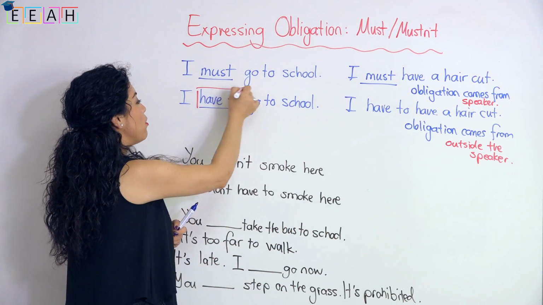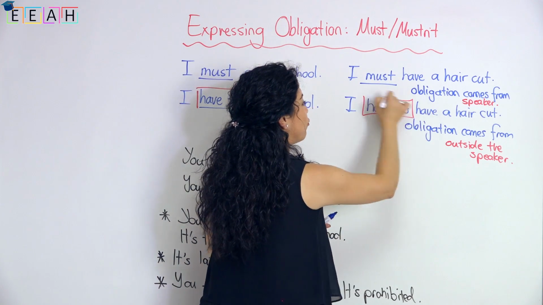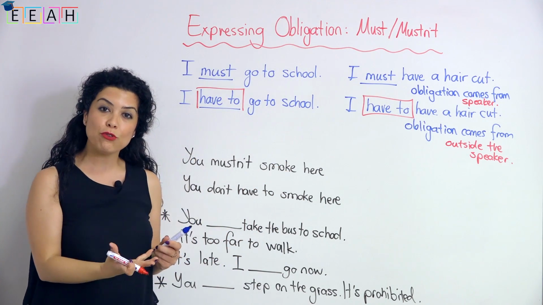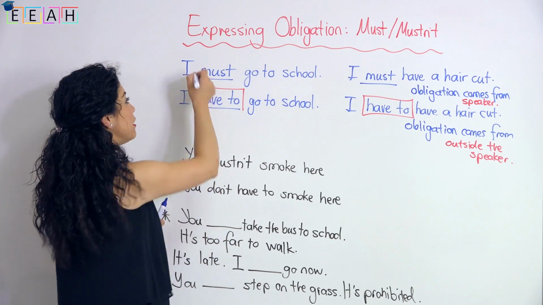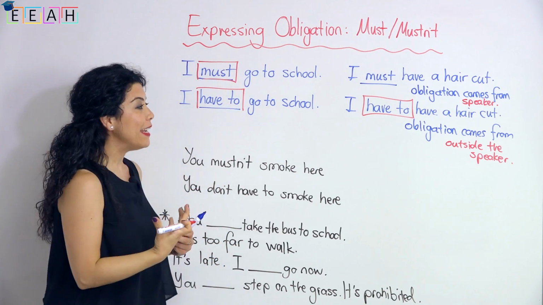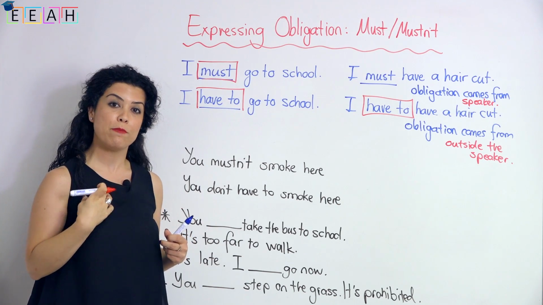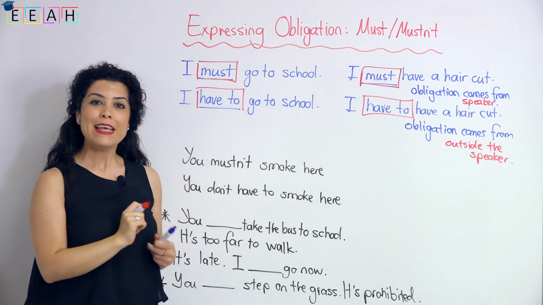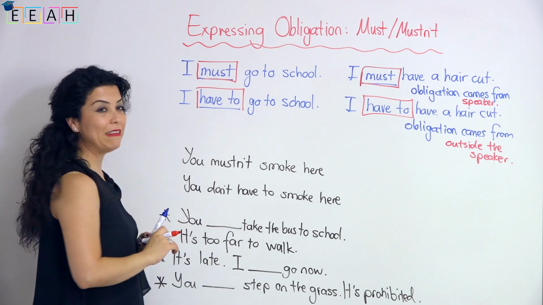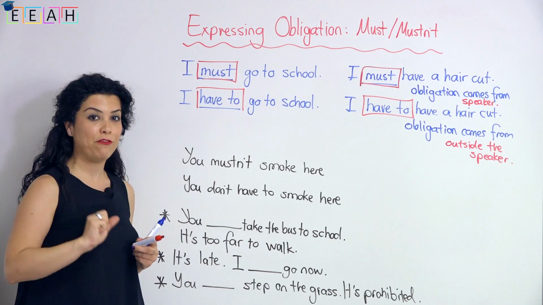So if you're talking about general written rules, you express them using have to or has to. Remember with he, she, it is has to. But if you're talking about obligations that come from you or a person, we use must. Okay, let's have a look at another example. This time we are looking into the negative form, okay?